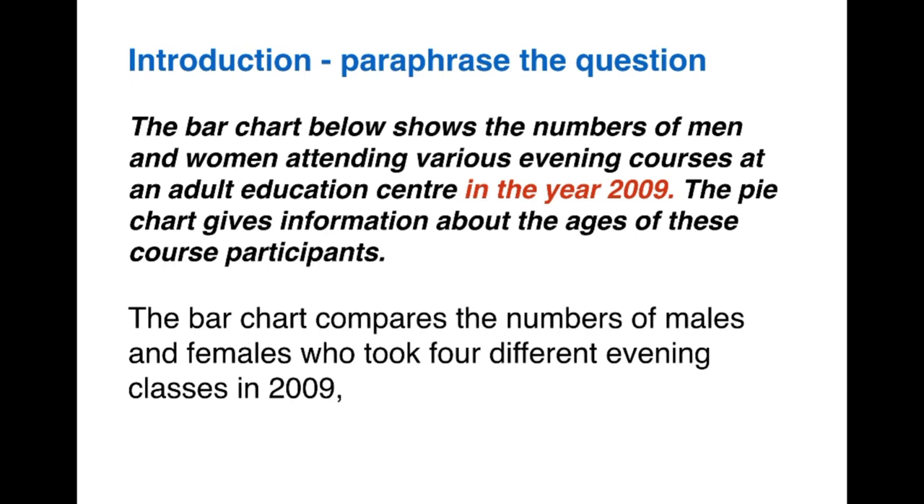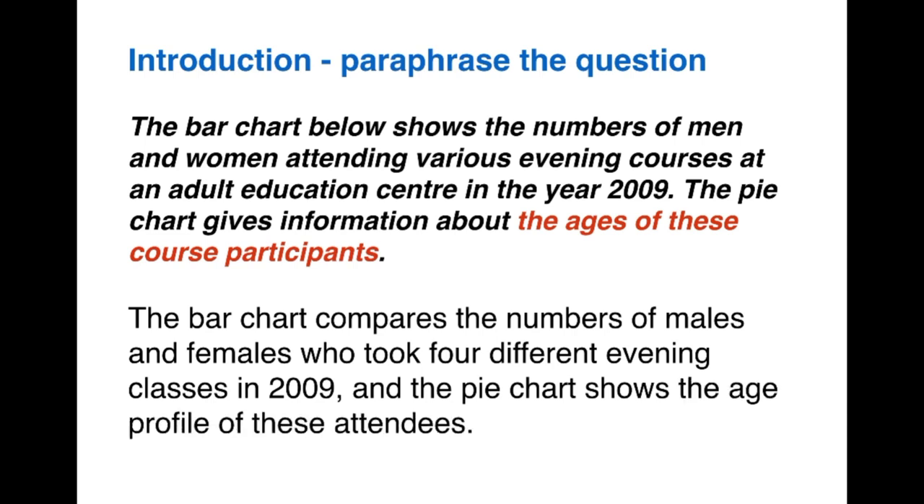Notice there's a full stop there in the question, but I've put a comma. So instead of 2 separate sentences, I'm going to continue with the same sentence. So I need a connecting word. I'm going to use and. The pie chart gives information about, and the pie chart shows. Then finally, the ages of these course participants. I've put the age profile of these attendees. So that's a nice difference at the end. Instead of ages, I've put age profile, and instead of participants, the word attendees is good.